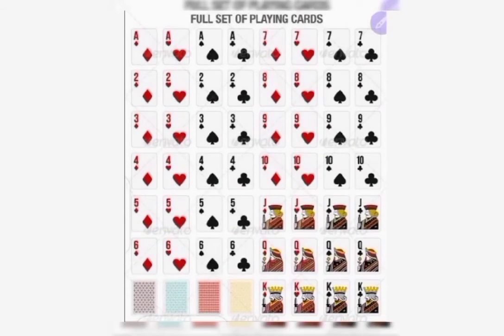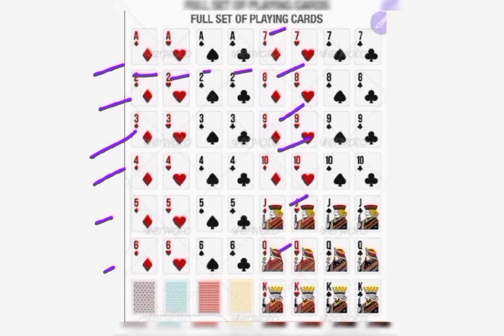There are 4 categories. This card is diamond, this card is heart, this card is club, this card is spade. And each category has ace, 2, 3, 4, 5, 6, 7, 8, 9, 10, jack, queen and king. There are 13 cards in each category, and 4 kinds of cards. So total cards are 52.